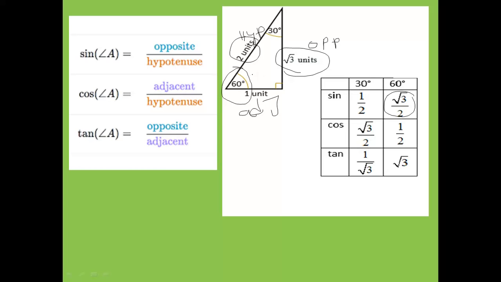Cos means adjacent by hypotenuse. Adjacent is how much? 1. Hypotenuse is how much? 2. Therefore, cos 60 degrees is equal to 1 by 2. Tan means opposite side by adjacent side. Opposite is how much? Root 3. And adjacent is how much? 1. Therefore, tan 60 degrees is equal to root 3.